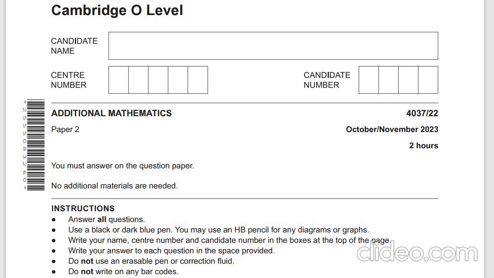Hi everyone, today I'm going to solve the very latest Add Maths O-Level Paper 2 from October-November 2023. So let's begin.